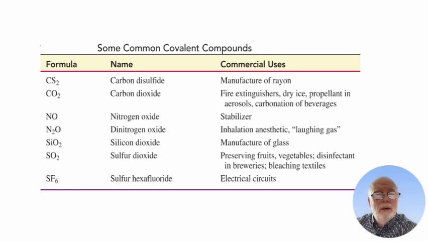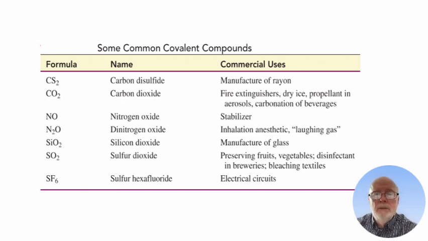SiO2, silicon dioxide, it's actually sand. Most of the sand that we find on this planet is silicon dioxide. SO2, sulfur dioxide. You smell this if you light a match. SF6, sulfur hexafluoride, used in electrical circuits. So that was just some examples of some common covalent compounds.